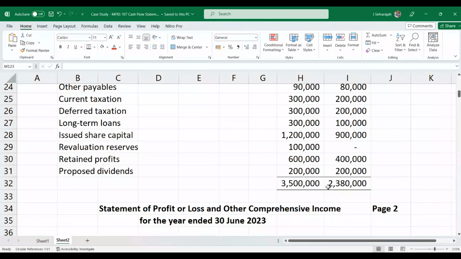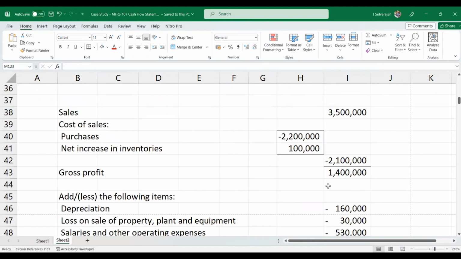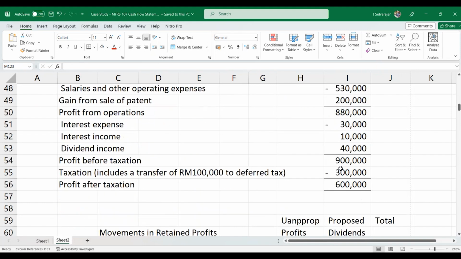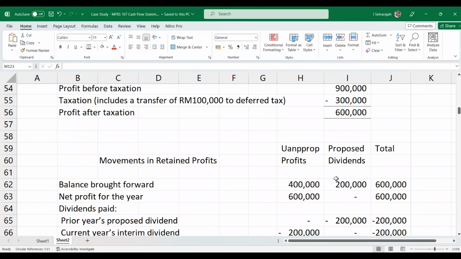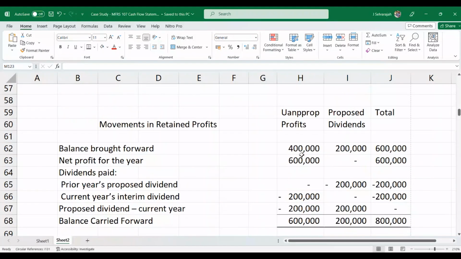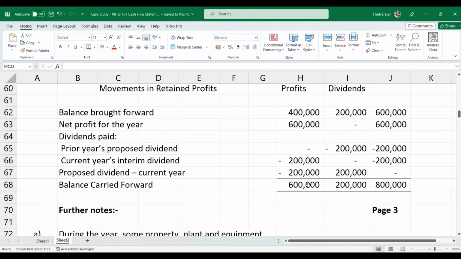So this is the balance sheet, and this is the profit or loss. The profit or loss has sales, purchases, and then all the expenses, and they are making a profit of 600,000. Then the movement in the retained profits: balance brought forward, unappropriated profits, proposed dividend, and the total. Net profit for the year, then the dividend paid, the prior year proposed dividend paid already, the current year interim dividend, and then the proposed dividend for the current year. All of this will already become liability and be paid. So this is the balance carried forward.